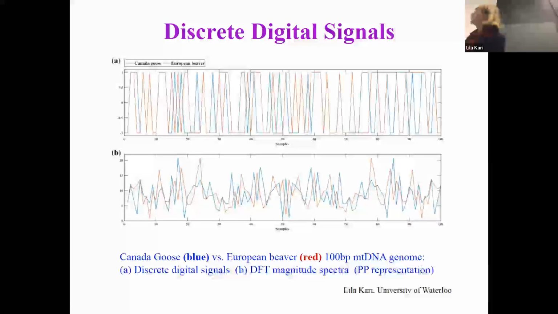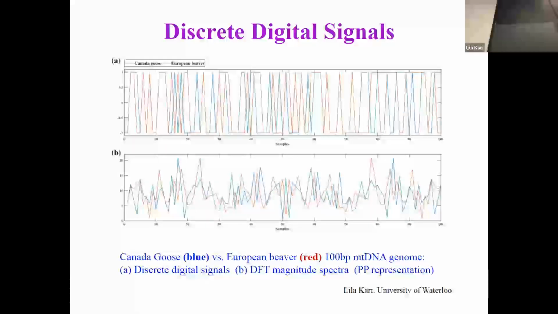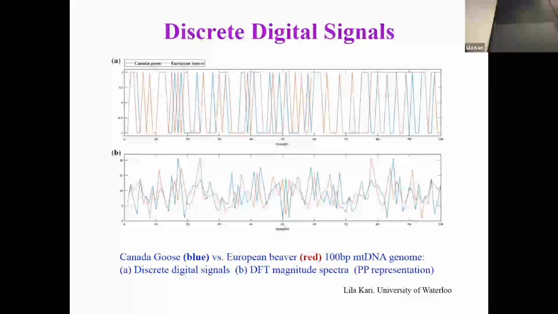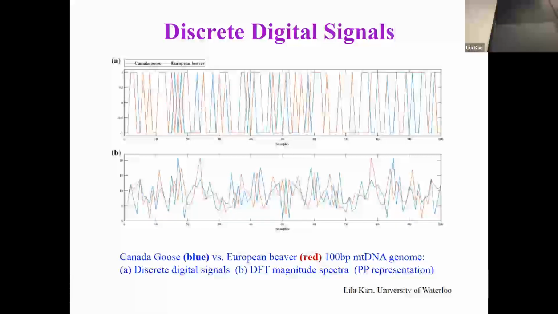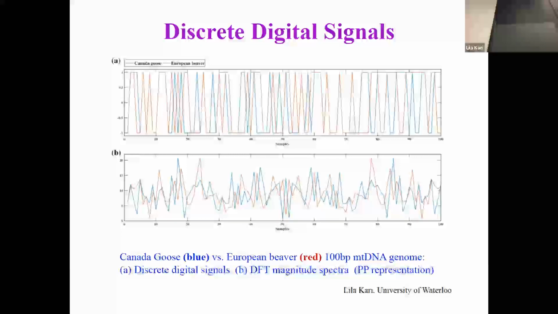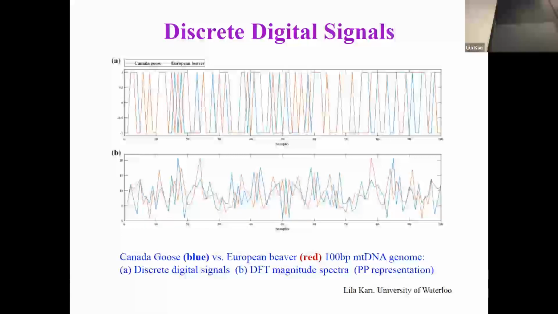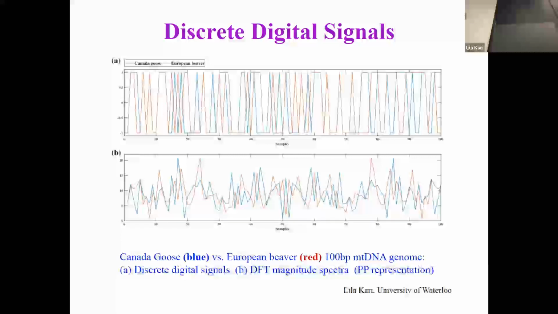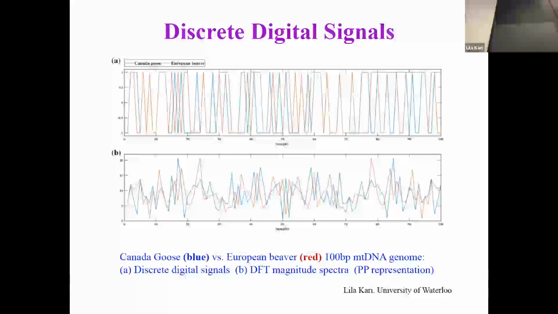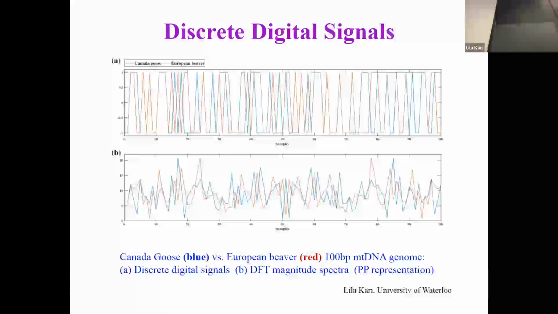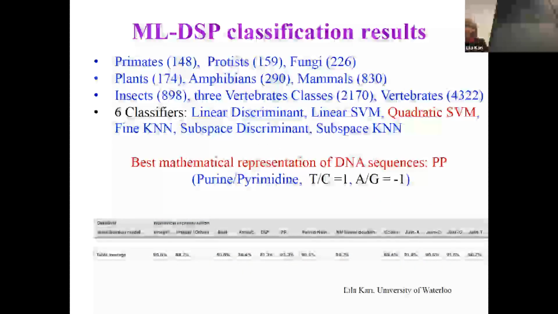discrete digital signal of Canada goose versus European beaver. The beaver is red, the Canada goose is blue, of 100 base pairs in the mitochondrial genome. This was the 1, minus 1, the primitive representation, where two of the letters are assigned 1 and two are assigned minus 1. So you see, the graph is either there or here. And this is the magnitude spectrum. And then there are methods to compute distances between the spectra, and this becomes the pairwise distance. Okay, so this is what we got.